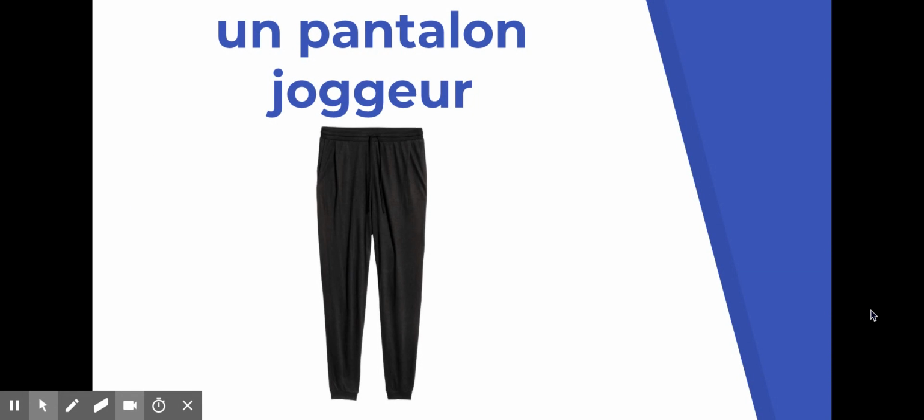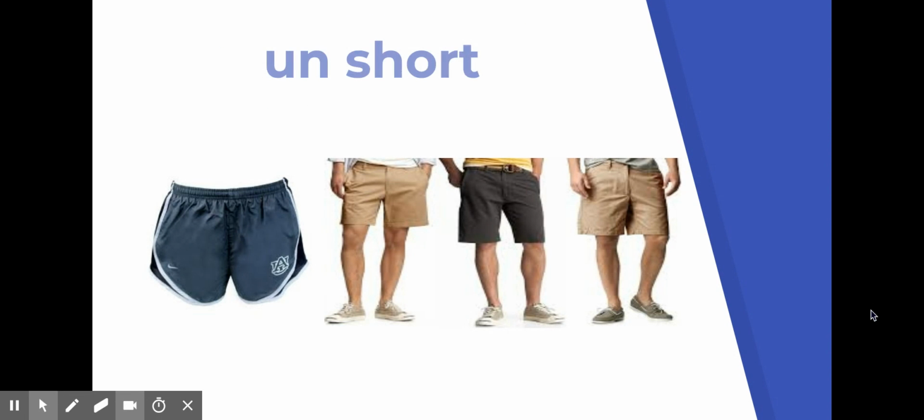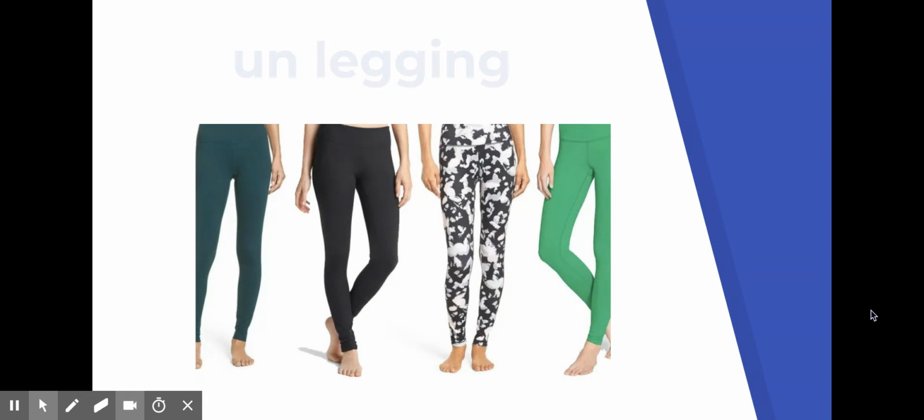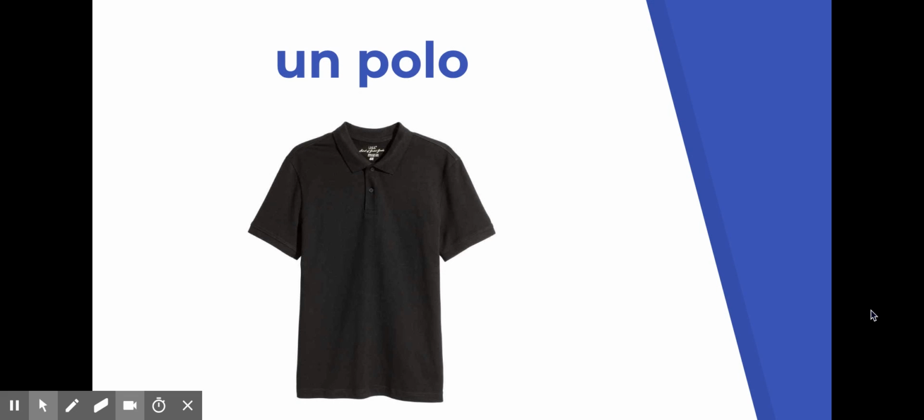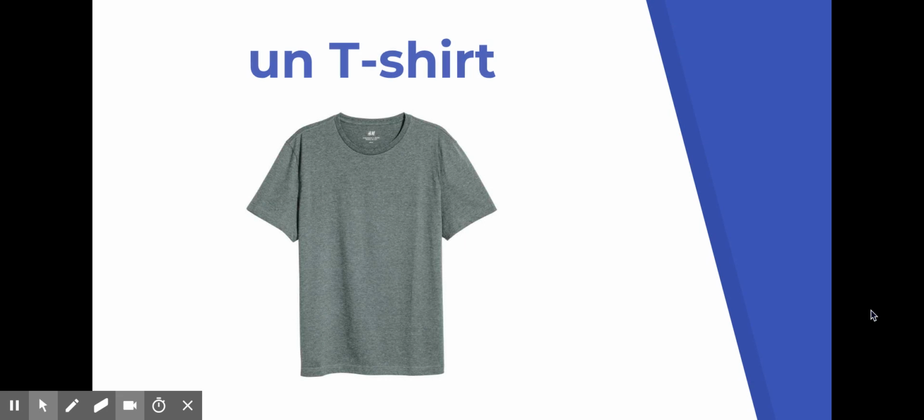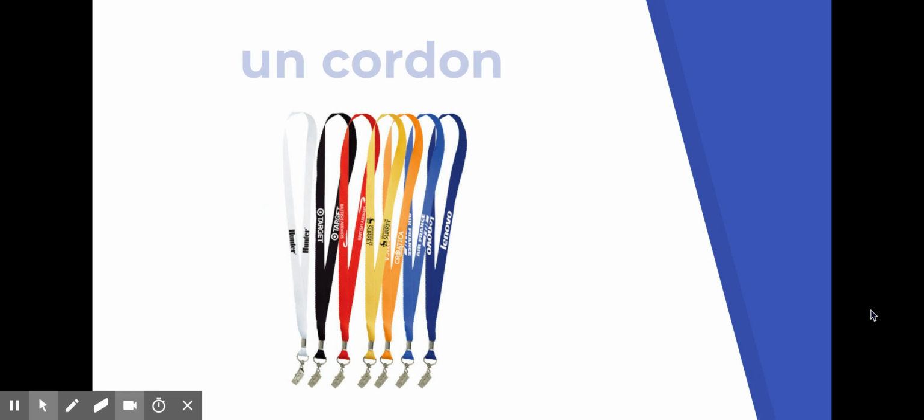Un pantalon jogger. Un short. Un legging. Un polo. Un t-shirt. Un cordon.